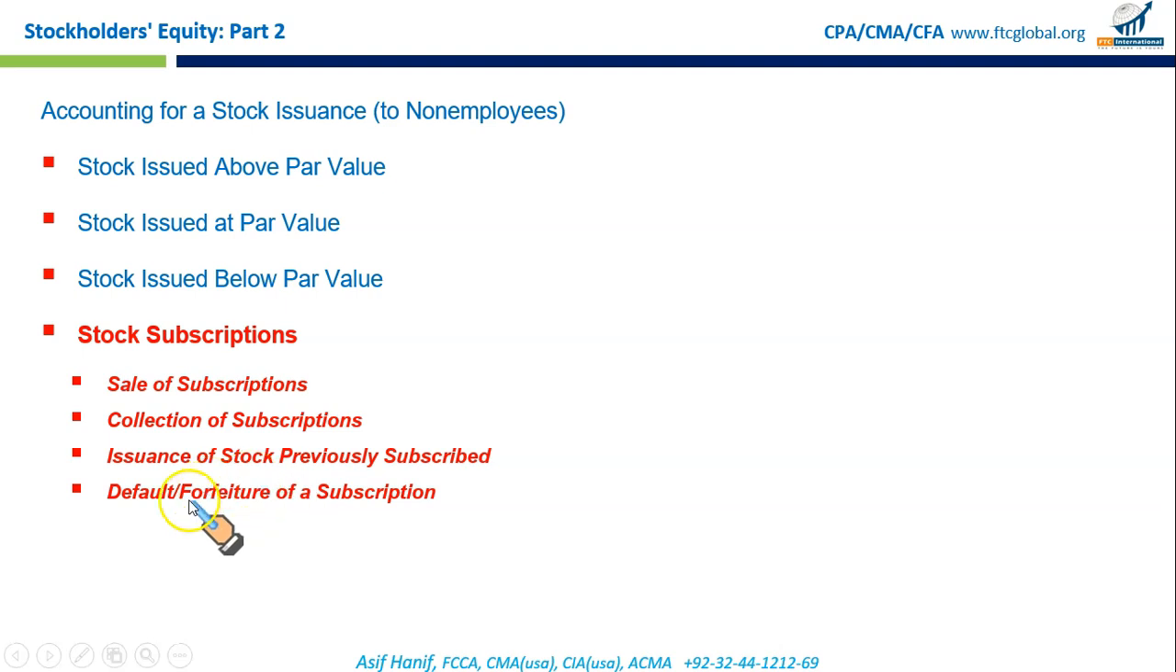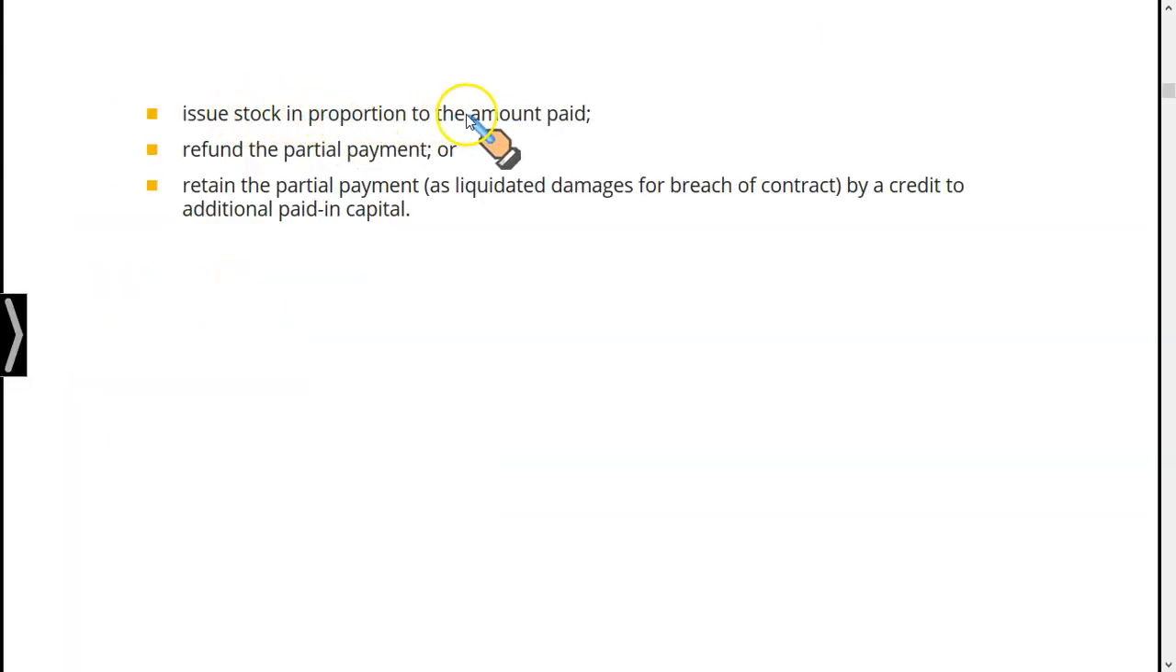Next we have default or forfeiture of subscription. If someone doesn't pay all or maybe a part of their subscription, the company will follow the terms of the agreement and the policies they may have to handle that situation. Usually the company will reverse the relevant part of the original entry and do one of the following. Issue stock in proportion to the amount paid, that is, give shares that match the amount the subscriber paid. Refund the partial payment, give back the money that was paid.